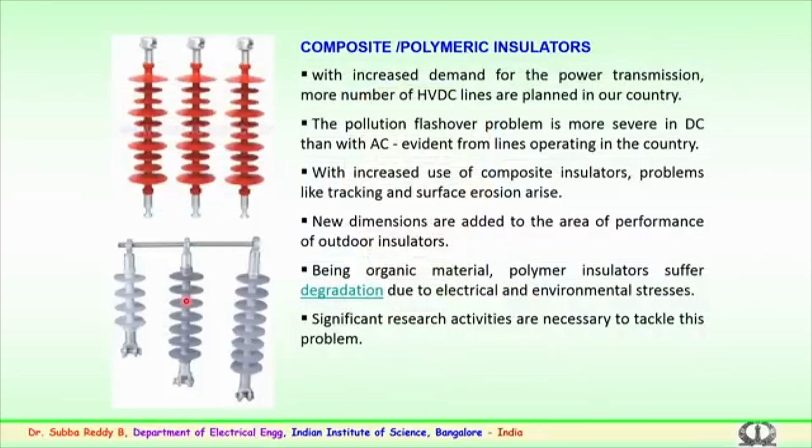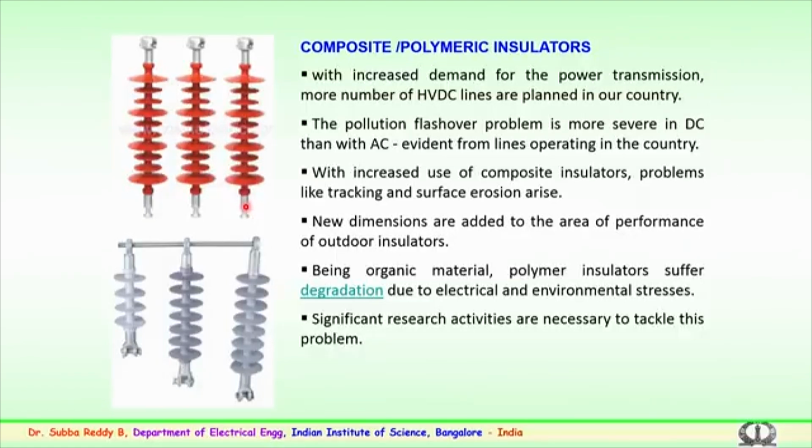We will also discuss why, in the case of composite insulators, the same tests as for ceramic cannot be carried out. The first reason is that composite or polymer insulators are of recent origin and organic in nature; I am stressing that point here. These insulators have metal end fittings with a fiberglass rod and a silicon rubber which is molded and pressed on the fiberglass rod.